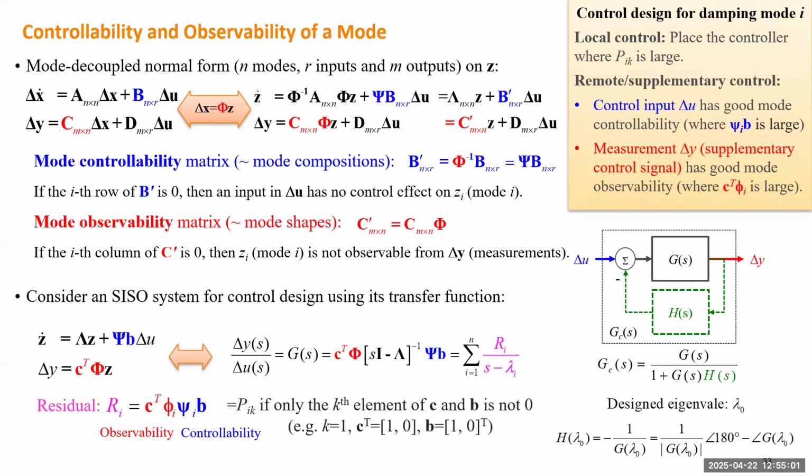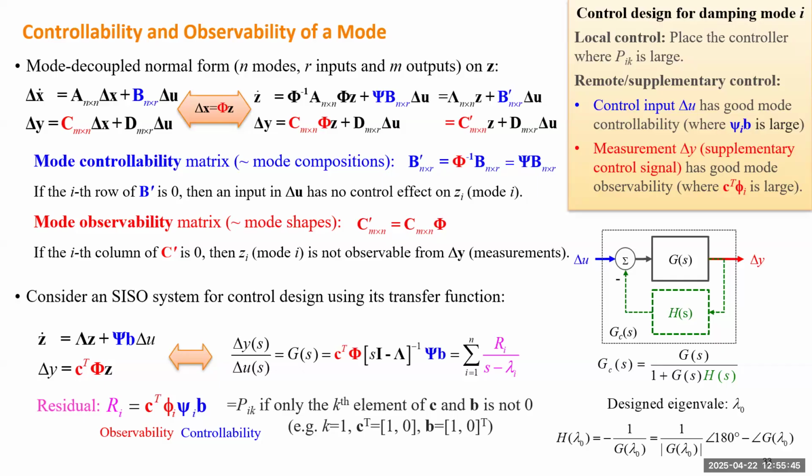We have talked about the mode shape and mode composition. The mode shape is defined by the right eigenvector of the model matrix. Mode compositions are defined by the matrix made by the left eigenvectors. We can utilize the mode shape matrix phi to find which state variables have the best observability of the mode, and use the matrix made by the mode composition to find out where to place those controllers.